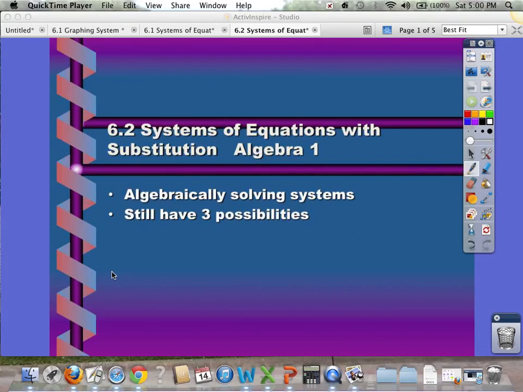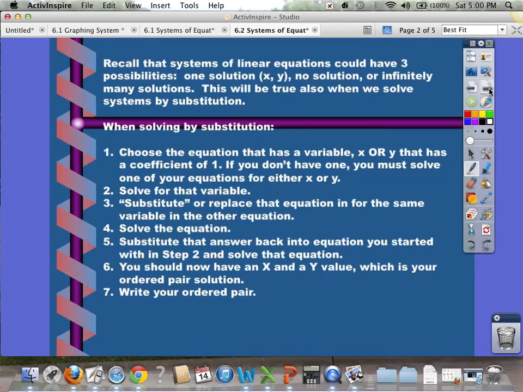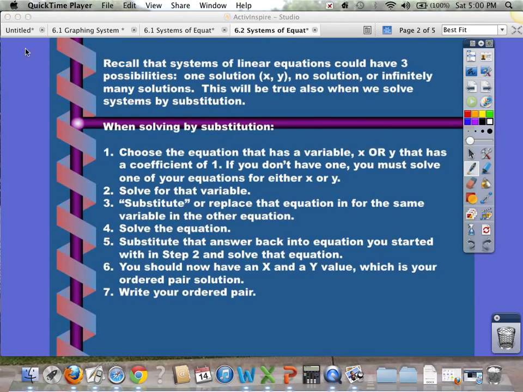6.2 Systems of Equations with Substitution. We're going to do this algebraically, solving systems today, and we still have those three possibilities. All right, so now we're going to be talking about a lot, and then we'll work some problems.